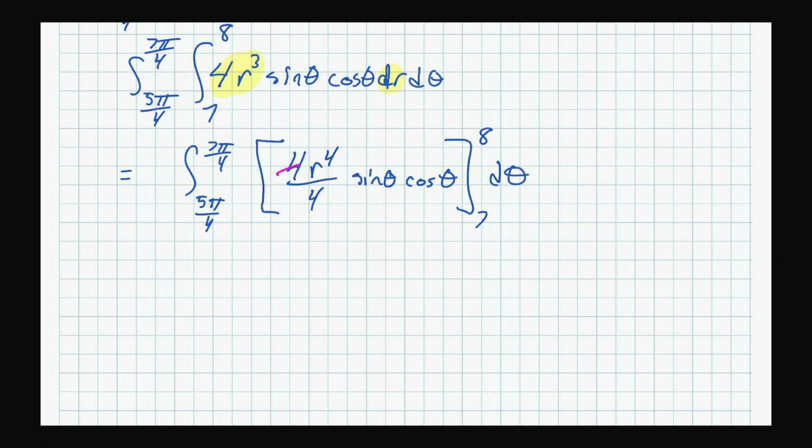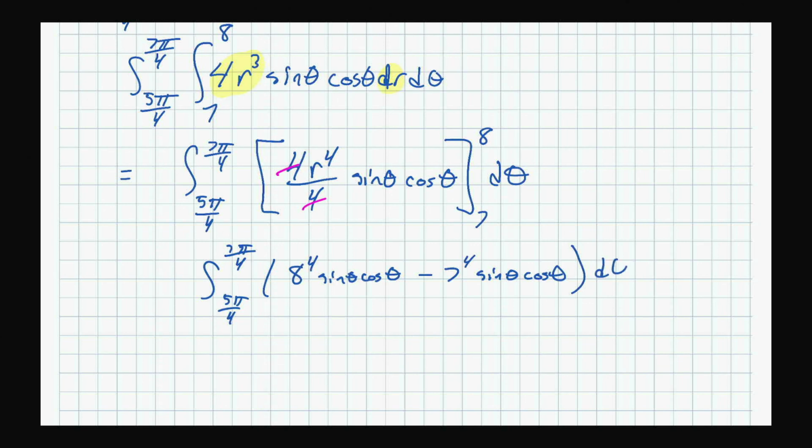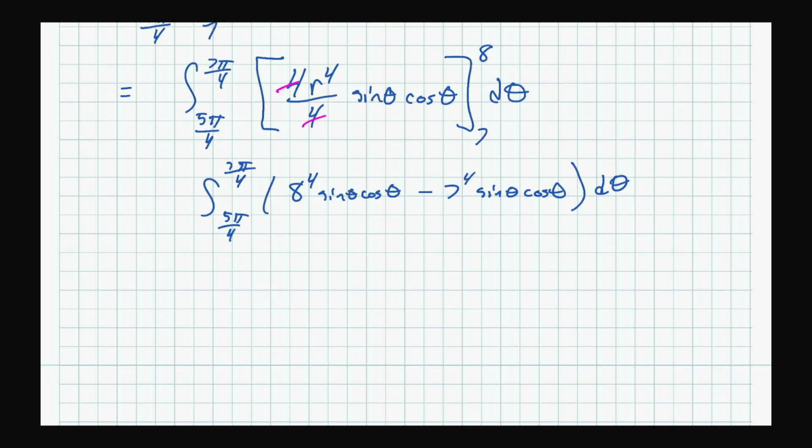Once you get to this point, of course, the 4's are going to cancel. So we have integral 5 pi over 4, 7 pi over 4. We are plugging in the 8 and the 7, so you have 8 to the 4th sine theta cosine theta minus 7 to the 4th sine theta cosine theta. I could have moved the sine theta cosine theta out, so I wouldn't have had to write it twice, but I didn't. So we've got 8 to the 4th minus 7 to the 4th, which turns out to be 1695. So 1695 sine theta cosine theta d theta.